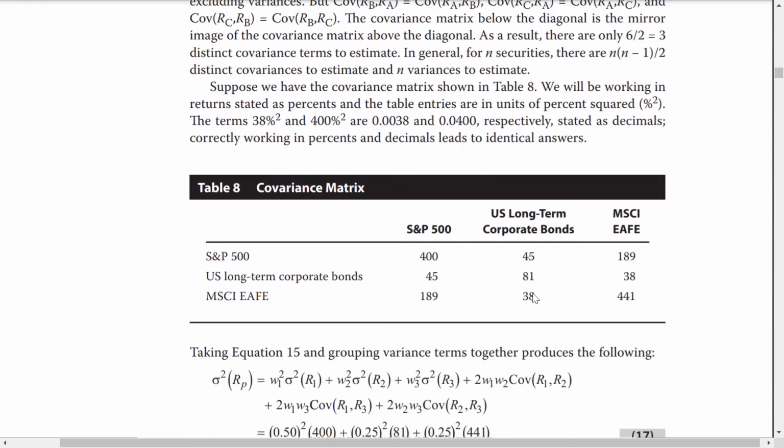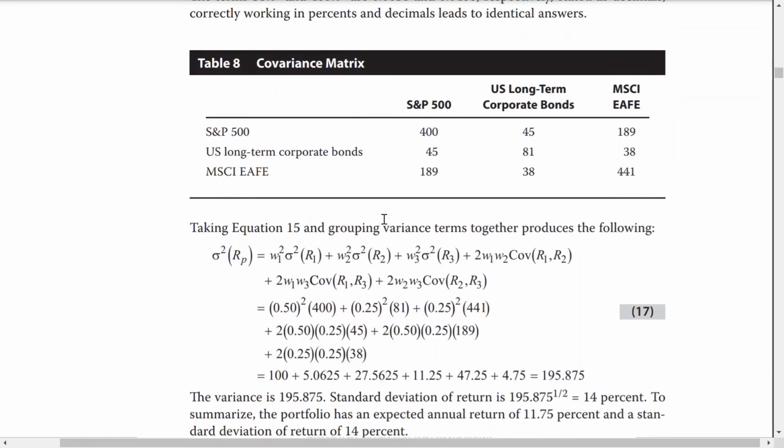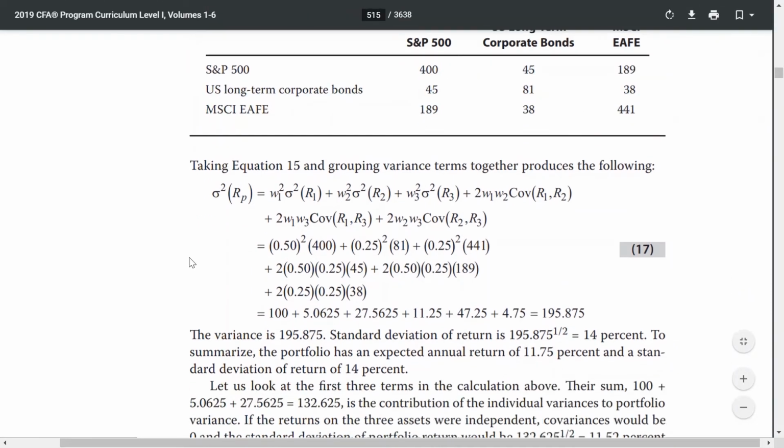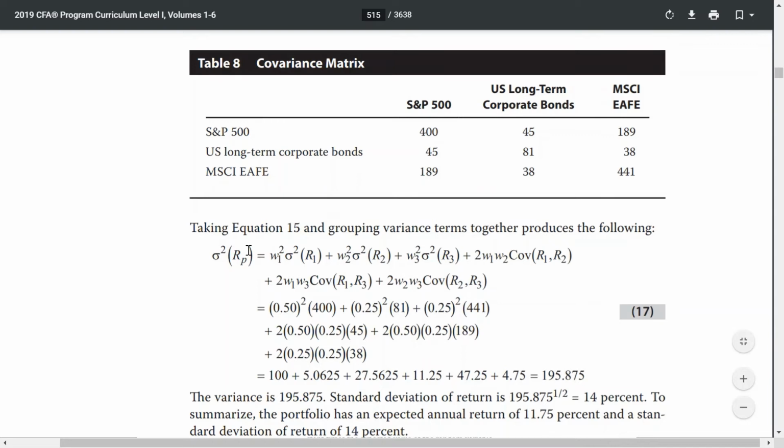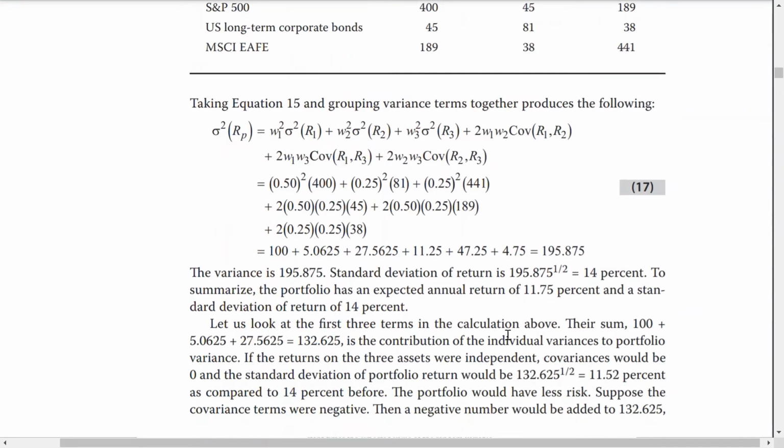So Table 9, the covariance matrix, the S&P 500. Once again, this is the same thing. Taking equation 15 and grouping variance terms together produces the following. So literally plugging into equation 17 gives us the numerical value of 195.875. The variance is 185.875.